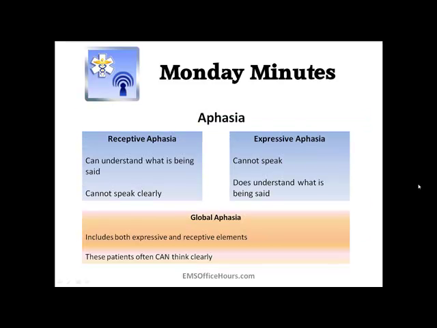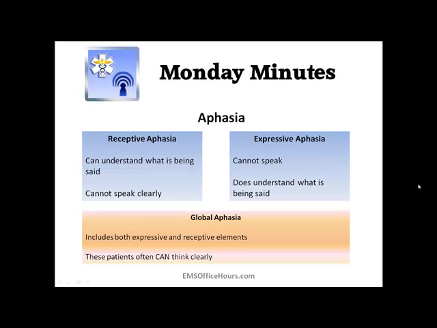Now, aphasia is something that gets separated between receptive and expressive, and then we also have global. Receptive aphasia is when the patient can understand what we're saying, but they can't speak it clearly. Okay, and this is damage happening to the temporal lobe.